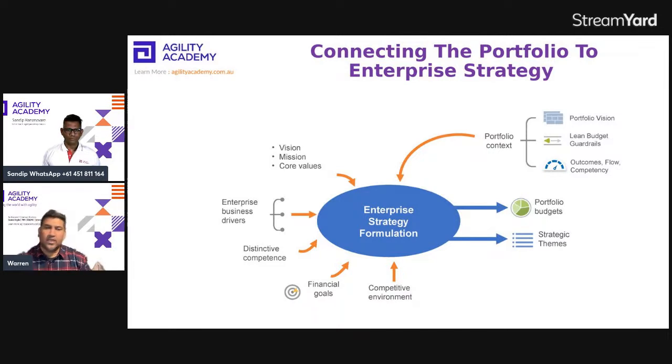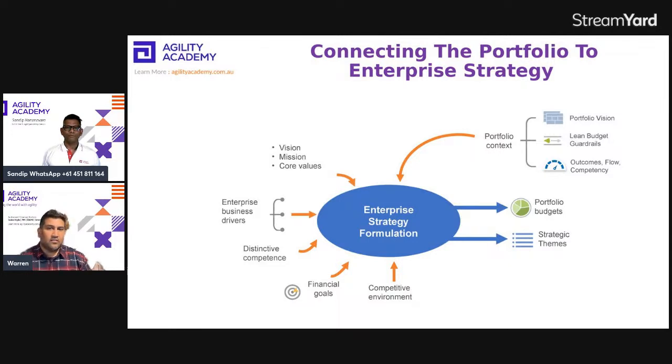Are we trying to gain a niche in competition, or are we trying to just follow somebody? Are we trying to make some changes to something that is already there? Are we trying to disrupt the market by coming up with something completely new? So these are generally the inputs that formulate an enterprise strategy.